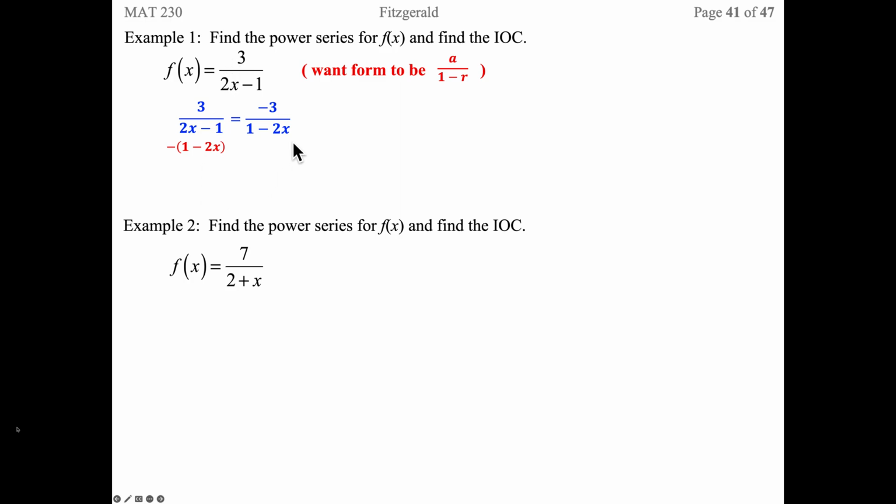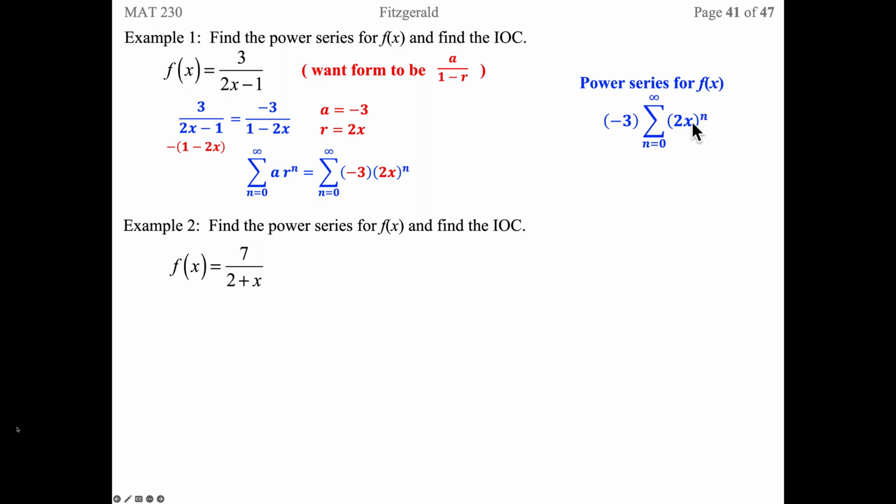All right, so that means a, my first term, is going to be -3, and my r is going to be the 2x. So now we're going to go into my summation notation. n equals 0 to infinity. We'll put in a, the first term, -3, times r, 2x, raised to the nth power. Well, we could factor out the -3 if you wanted to, or you can just leave it like that. Either notation is fine, but that's your power series for f of x.